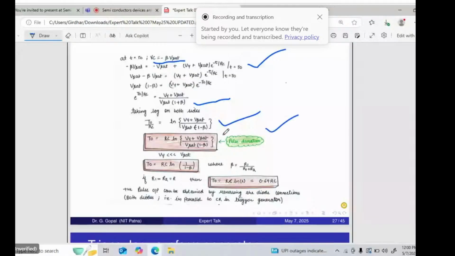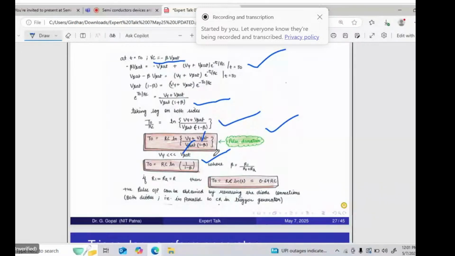Right? Now if V gamma is less than V set, you can ignore the V gamma. So t naught equal to Rc ln of V set divided by V set into 1 minus beta. So V set will cancel out. We are left with t naught equal to Rc ln of 1 upon 1 minus beta. Here what is beta? Beta is calculated from the feedback network. It is R1 divided by R1 plus R2, right?